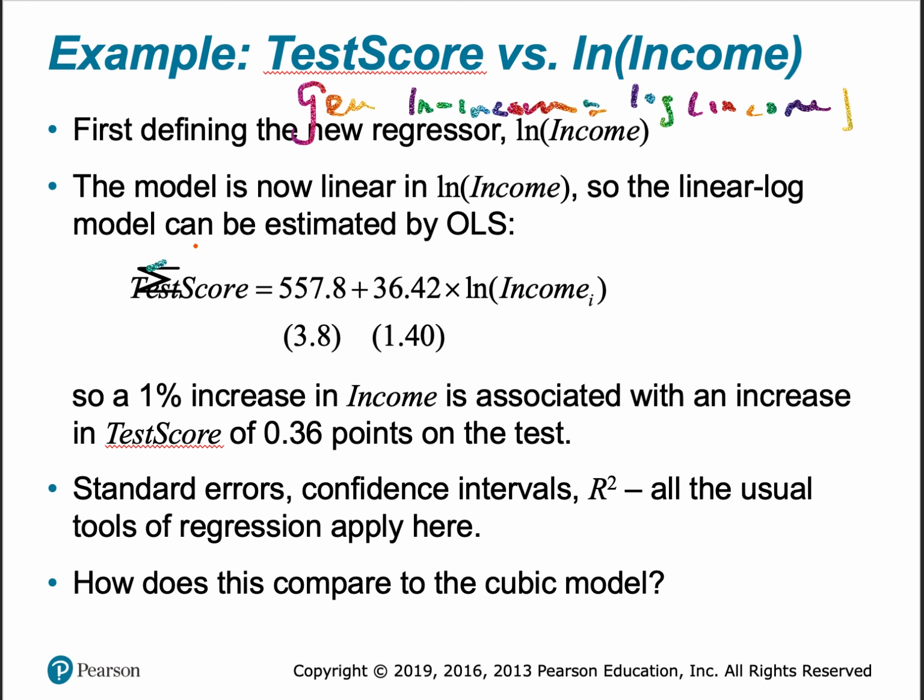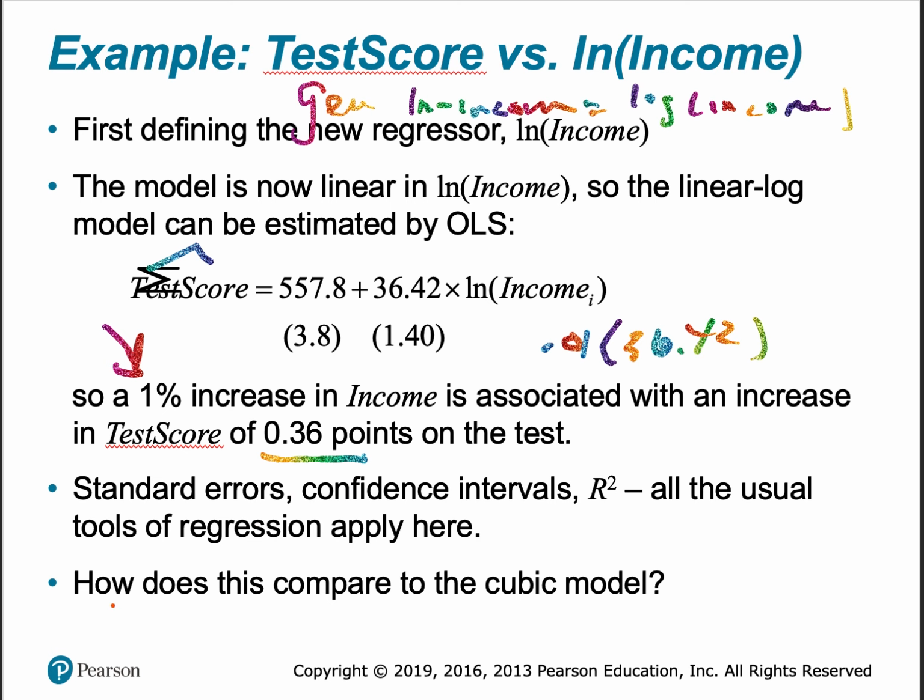Predicted value of test score is 557.8 plus 36.42 times the natural log of income. So a 1 percentage point increase in income is associated with an increase in test score of 0.36 points on the test, right? That's 0.01 times beta 1, which is 36.42, and that gives us a predicted increase in the test score of 0.36 points for a 1 percentage point increase in income. The standard errors, confidence intervals, R-squared, all the usual tools of regression apply here.